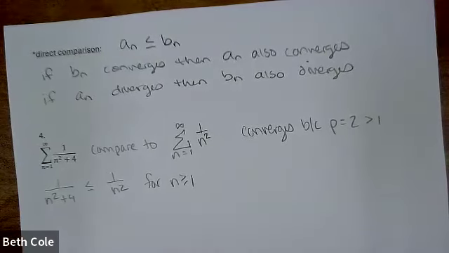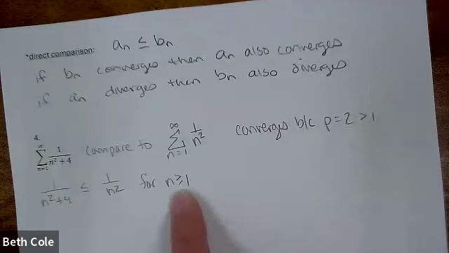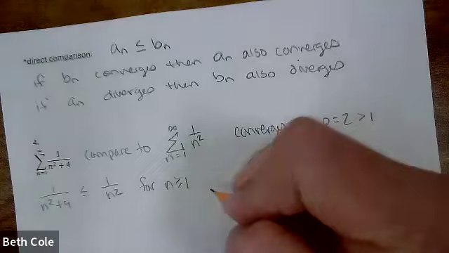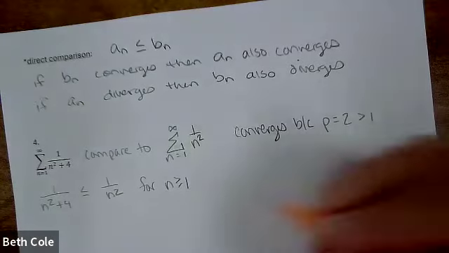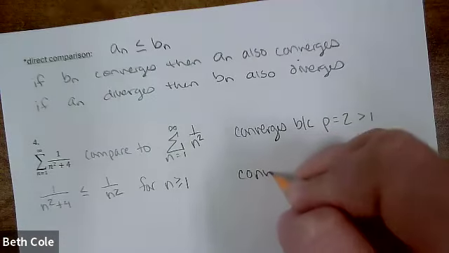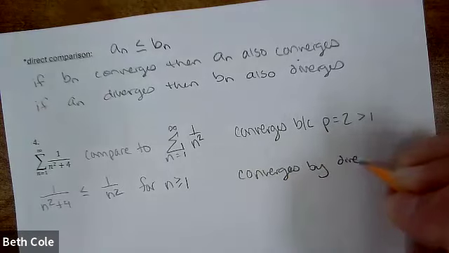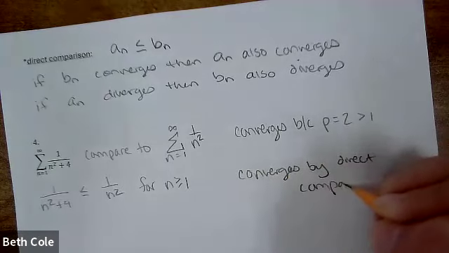And usually we say for n bigger than 1. If you try to plug in 1 and that doesn't make the statement true, try 2 or try 3 or try 4. Usually eventually it'll end up being true. And you can say for n bigger than 3 or however far it takes you. Do you get what I'm saying? So we're going to say, what's our big conclusion to the whole thing? Converges by direct comparison.